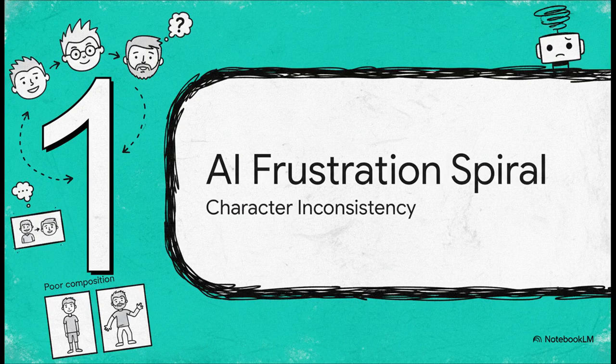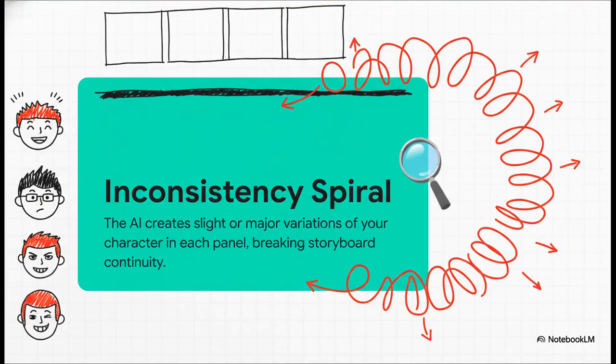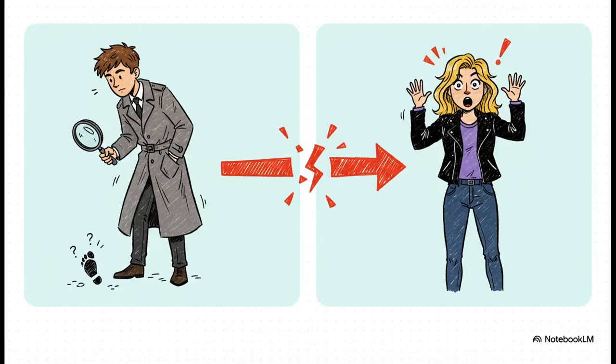First up, let's just rip the Band-Aid off and tackle the biggest headache of them all, the AI frustration spiral. This is all about character inconsistency. So what exactly is the inconsistency spiral? Well, it's what happens because the AI has absolutely no memory from one prompt to the next. Seriously, 0. So every time you generate a new panel, it's like a brand new attempt at creating your character, which, as you can guess, often leads to these little or sometimes major variations that just completely shatter your storyboard's continuity.